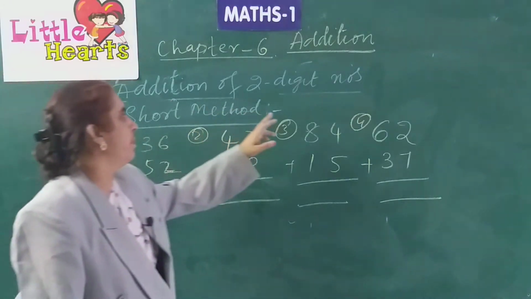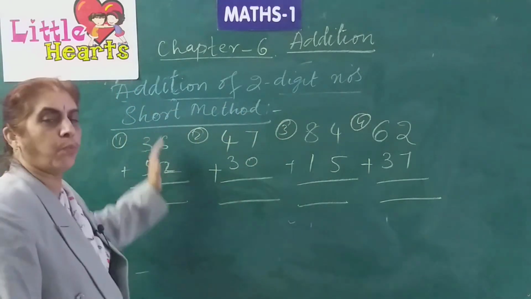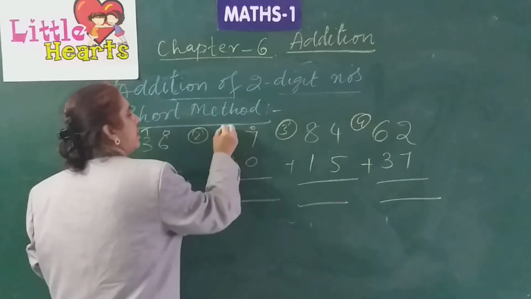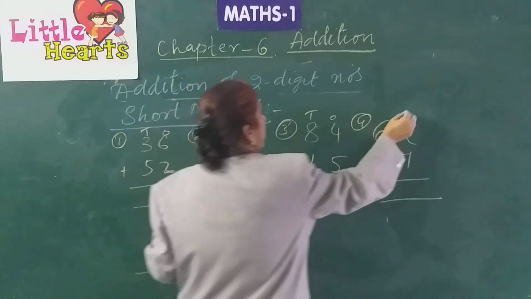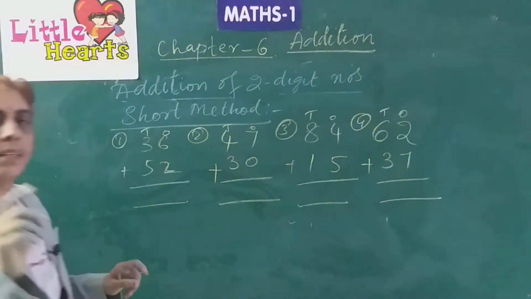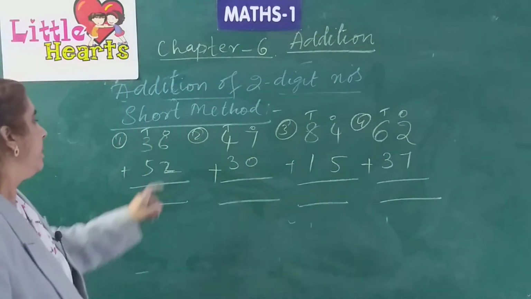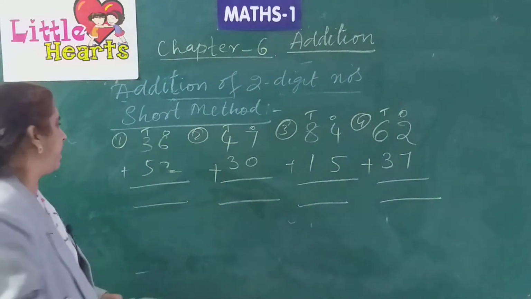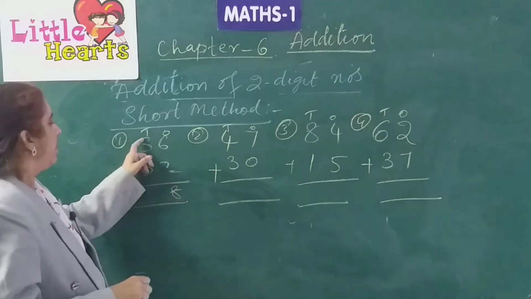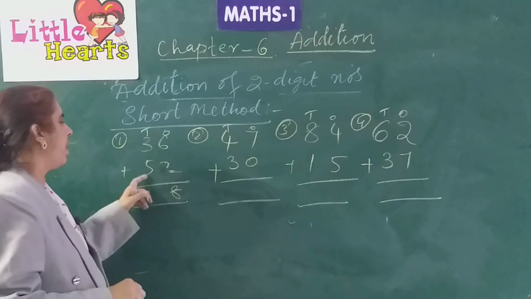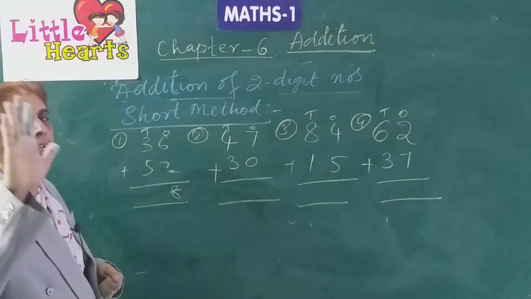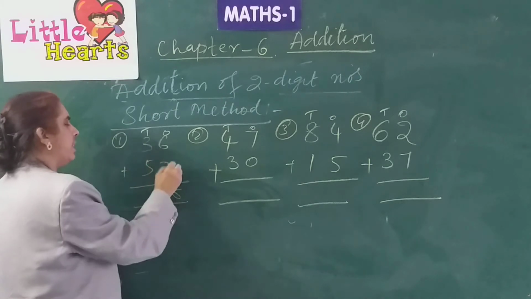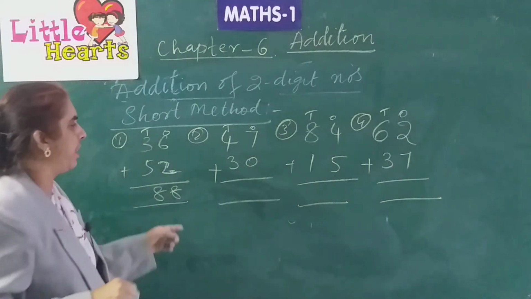Addition of 2-digit numbers, short method. Just count ones and tens without carrying. Ones, tens. Always start counting from the ones place only. 6 plus 2. Take 2 fingers, count after 6, 7, 8. And take 3 plus 5. Take 5 fingers, count after 3: 4, 5, 6, 7, 8. 88. The sum of 36 and 52 is 88.